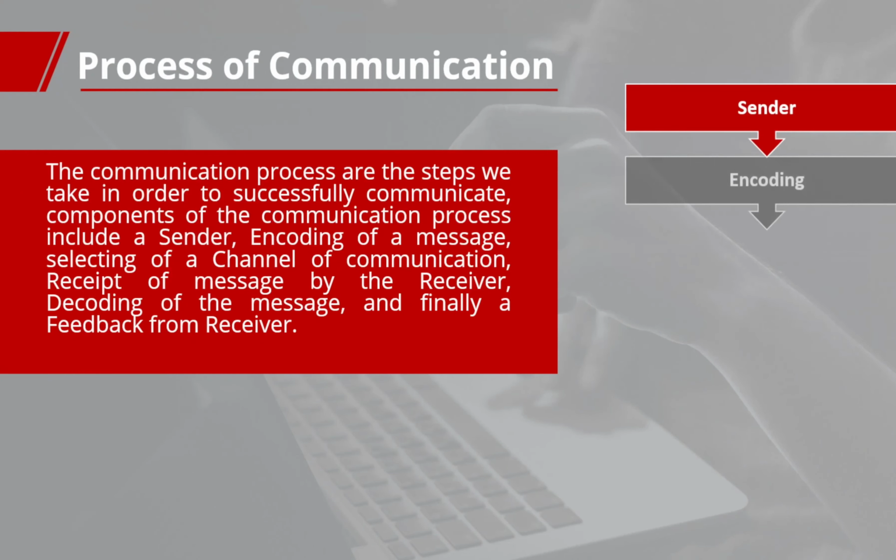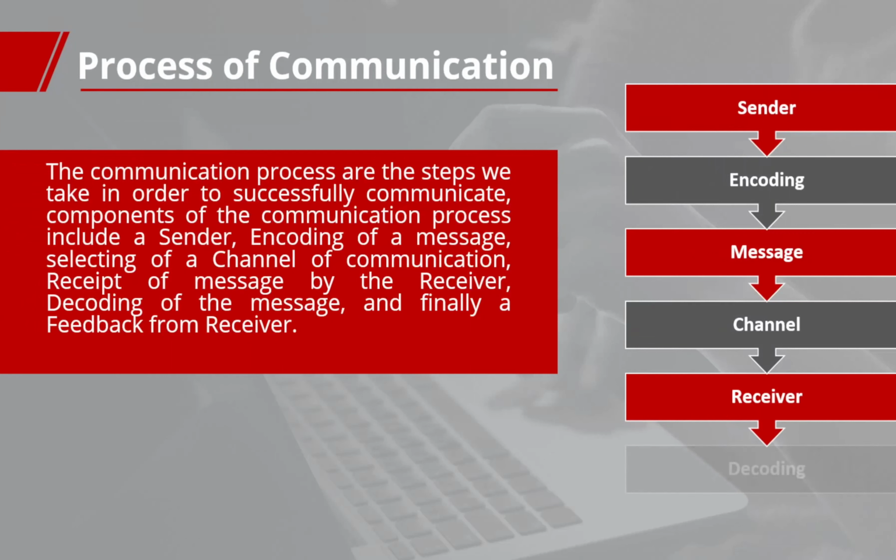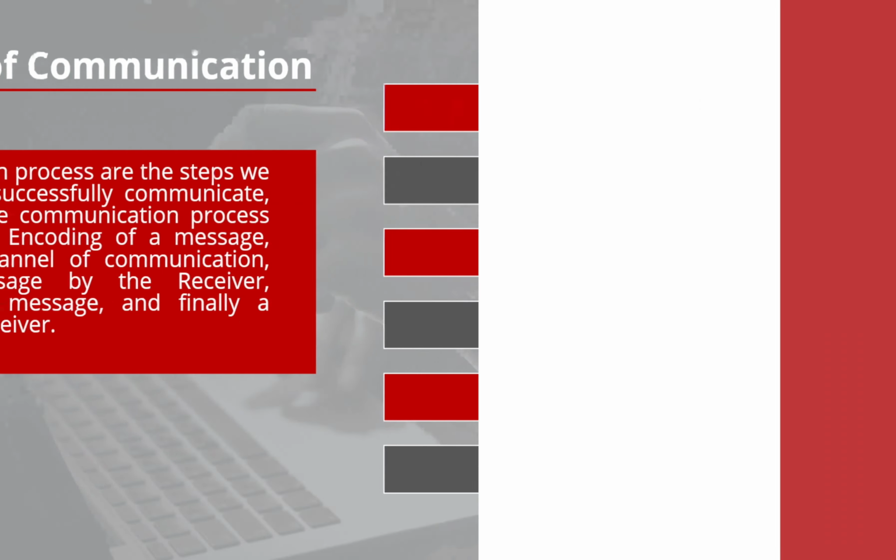First is sender. Second is encoding. Third is message. Fourth is channel. Fifth is receiver. Sixth is decoding. So these are the important components of the process of communication. The main elements here are sender and receiver. So I will discuss them one by one.